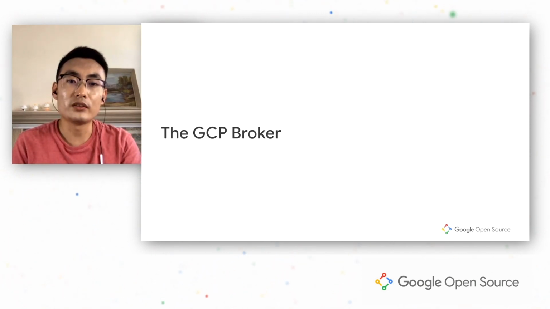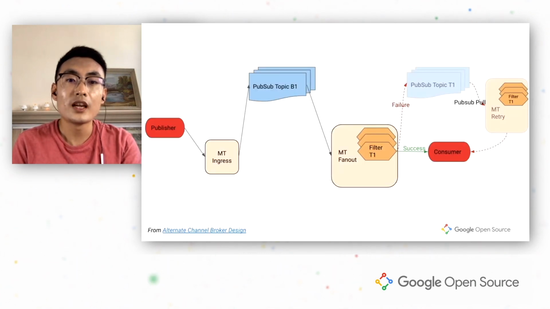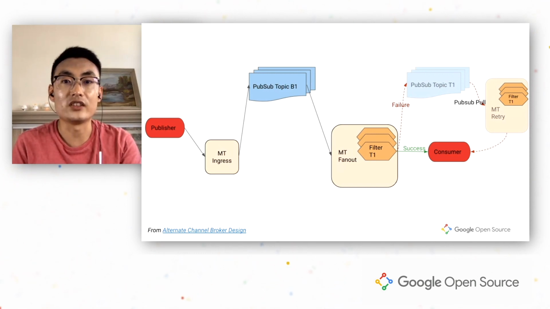Now let's move on to the GCP Broker. The GCP Broker uses Google Cloud PubSub as the messaging backend. It is similar to Kafka Broker on the ingress side, where it uses a shared multi-tenant ingress, and a PubSub topic is created for each Knative broker. A unique design aspect of the GCP Broker is that the dispatcher is split into separate fanout and retry stages.